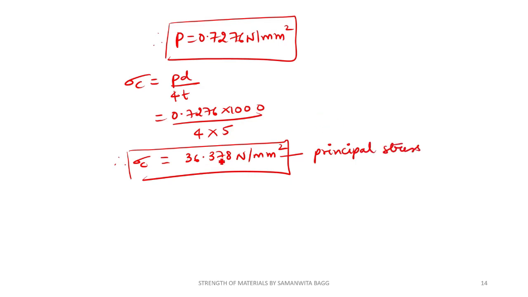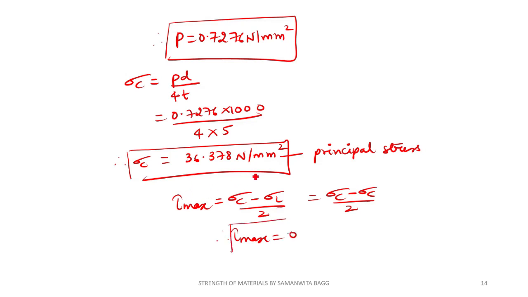Now there is nothing called as sigma L over here. So when I calculate tau max, this is sigma C minus sigma L by 2. So this is nothing but sigma C minus sigma C by 2, that is tau max is 0. Because this is equal to sigma L, which is equal to sigma, I can say. So here this is directly substituted.